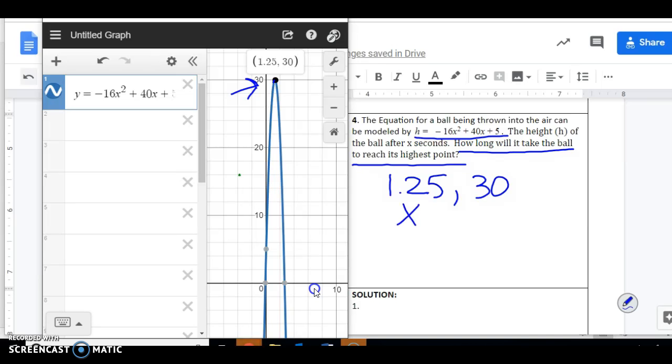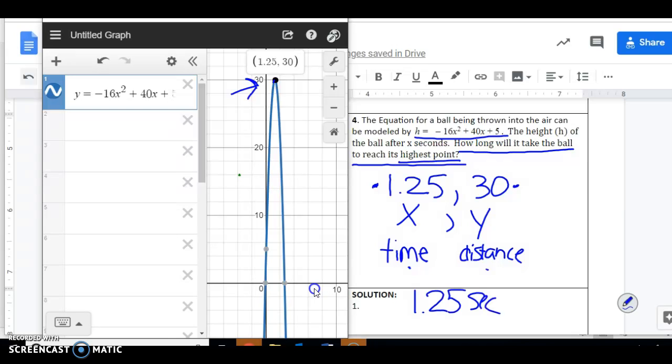Remember that your x is always going to be time, and your y is always going to be some type of distance. Most of the problems are some type of distance, or how long it took something to happen. So in this case, if it asks for the highest point, this is indicating that it took 1.25 seconds to go 30 feet. So how long will it take the ball to reach its highest point? Your answer would be 1.25 seconds.